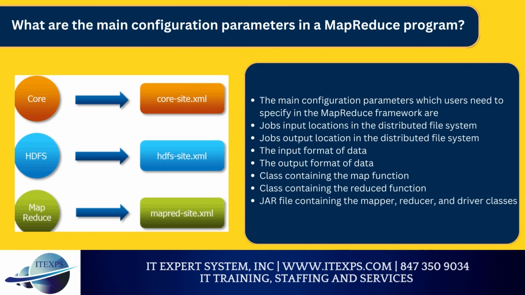What are the main configuration parameters in a MapReduce program? The main configuration parameters which users need to specify in the MapReduce framework are: the job's input locations in the distributed file system, the job's output location in the distributed file system, the input format of data, the output format of data, the class containing the map function, the class containing the reduce function, and the jar file containing the mapper, reducer, and driver classes.